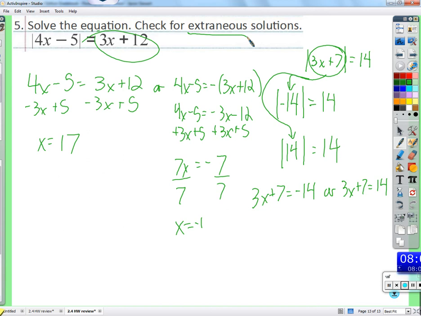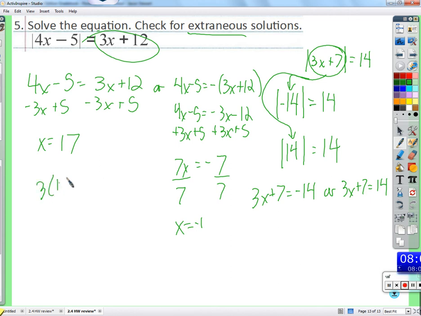Now, what would happen that would tell me, hey, that solution doesn't work? That's not possible. If this number here comes out to be negative, because what we'd be saying there is the absolute value of some number is some negative number. That's absolutely not the definition of absolute value. Absolute value is always coming out to be positive. So you just gotta plug it in here and see if it comes out to be positive.